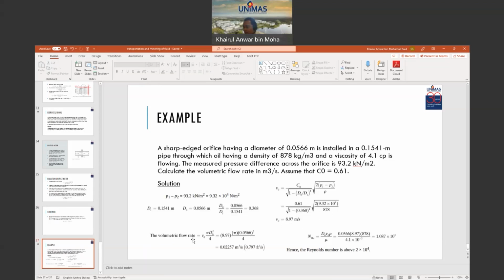Then you can calculate the volumetric flow rate equal to V naught times pi D naught square over 4. And then you get 0.02257 meter cube per second.